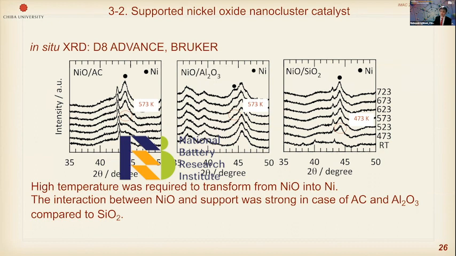This is under reducing circumstances. The interaction between nickel oxide and support was strong in the case of activated carbon and aluminum compared to silica. In the silica case, at 473 Kelvin you can see nickel metal. However, in the activated carbon and aluminum cases, a temperature only 100 Kelvin higher was required to reduce the nickel oxide.